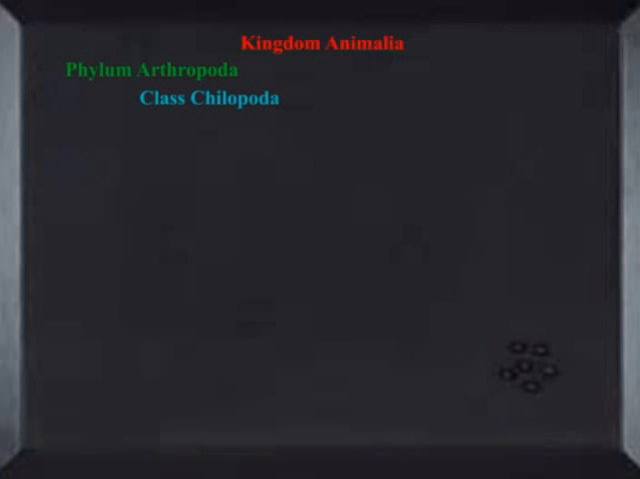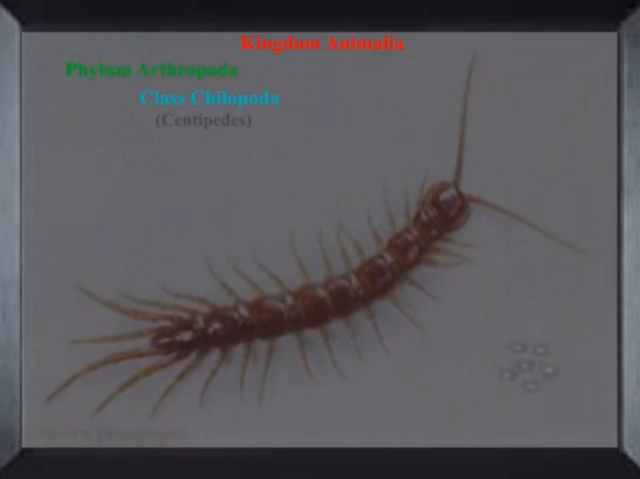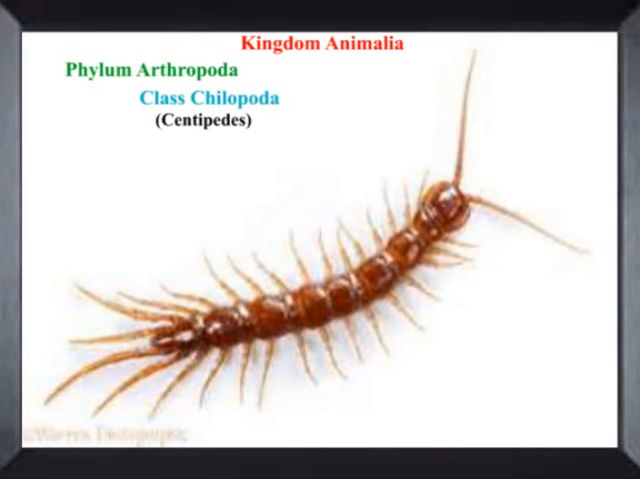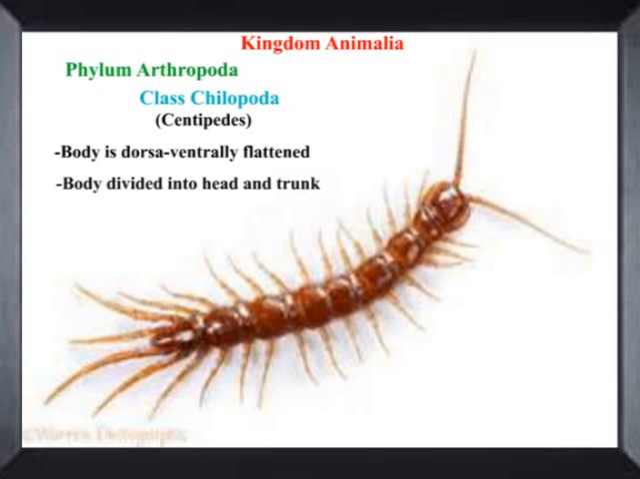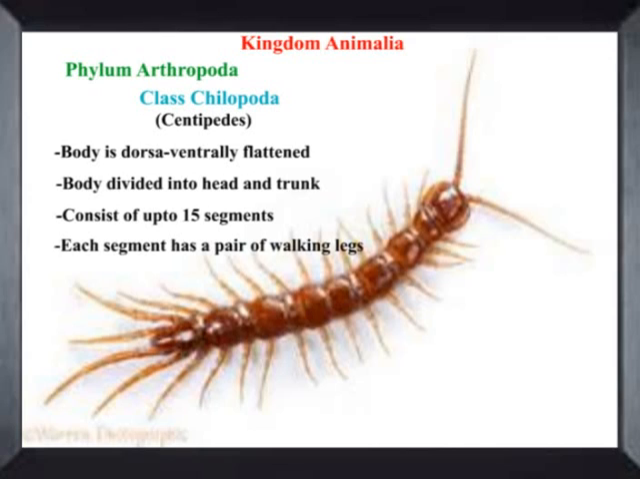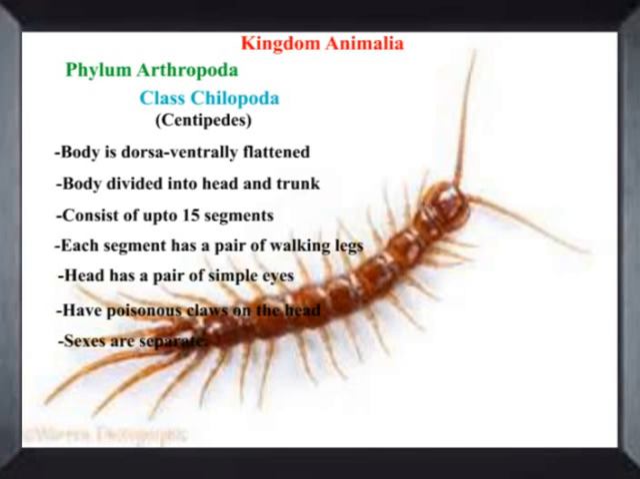Next is class Chilopoda. This class comprises the centipedes and has the following general characteristics. The body is dorsoventrally flattened. This body is divided into 2 parts, the head and the trunk. The body consists of up to 15 or even more segments. Each segment has a pair of walking legs. The head has a pair of simple eyes. It also has a pair of antennae. They have poisonous claws on the head, which secrete a poisonous substance.